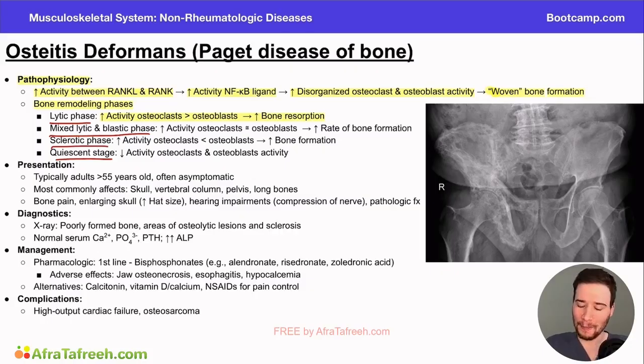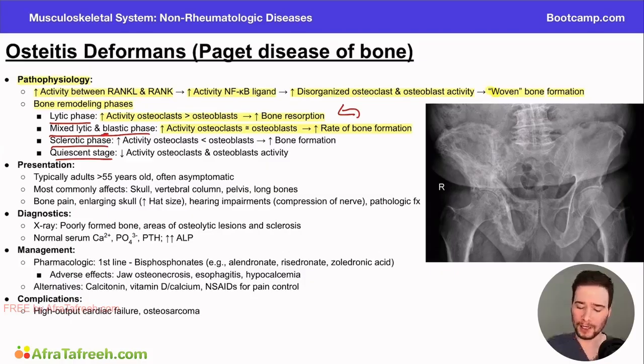The second thing is the mixed lytic and blastic phase. And you should be able to make sense of what's going on here, that we have relatively equal amounts of osteoclast relative to osteoblast activity. So we have an increased rate of bone formation relative to the previous stage. And so now the lytic lesions are actually balanced out with some of the blastic lesions. I think of the B in blastic for building, right? Osteoblasts build bones. Blastic stage is building the bones. Lytic phase is kind of breaking the bones down, making them softer and weaker.